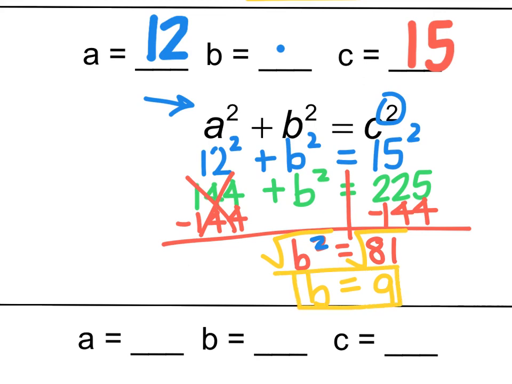Box your answer. Go back and check for reasonability. To check for reasonability, we're looking for the hypotenuse. Is the hypotenuse larger than each of the legs? And since it is, we have a good chance of being right.